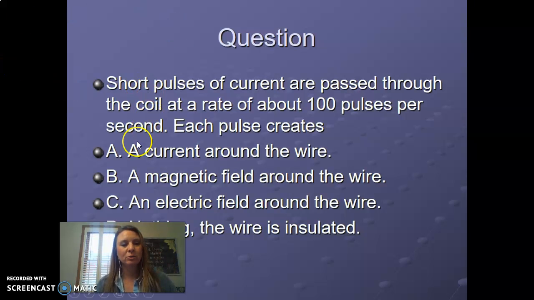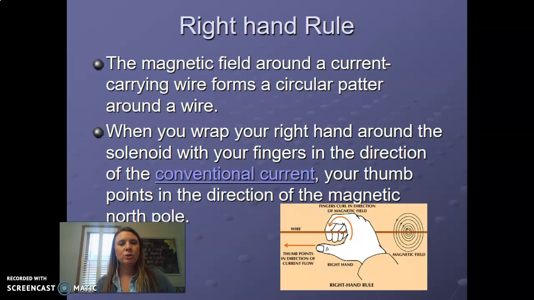Our best answer, let's look at these. A current around the wire, a magnetic field around the wire, an electric field around the wire, a none. The wire is insulated. So what it's actually doing, it's creating an electric field around the wire. So let's talk a little bit about the idea of the right hand rule, which is a way that we can figure out which way the current is going.